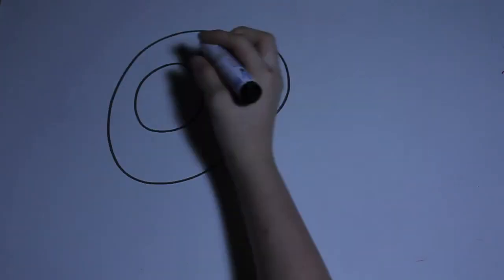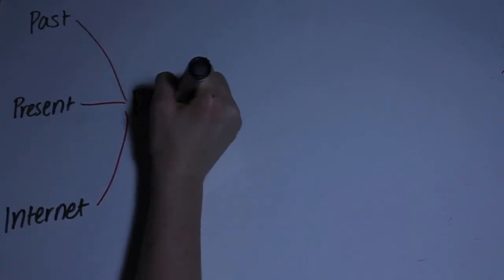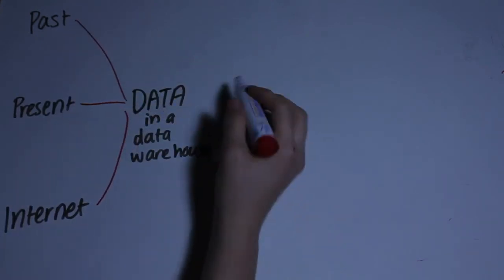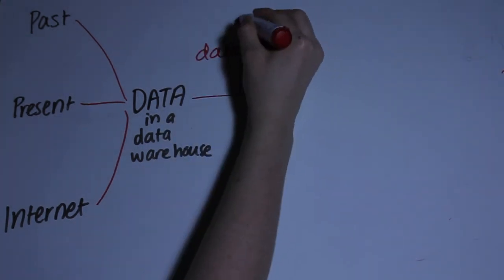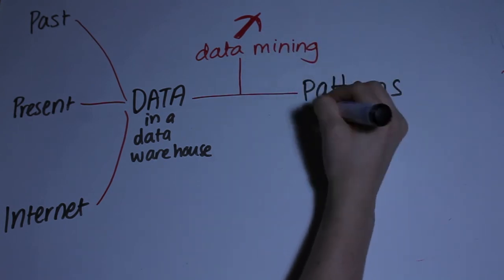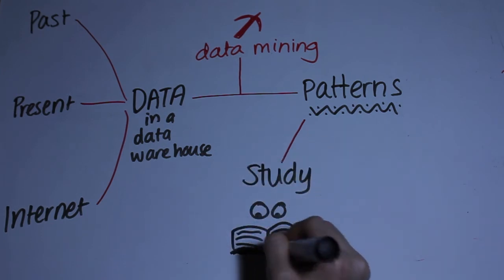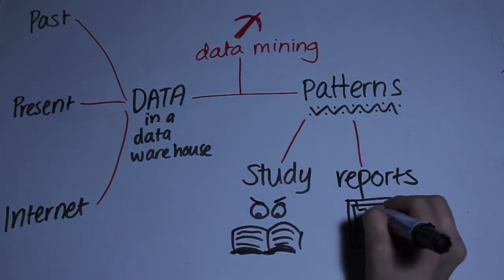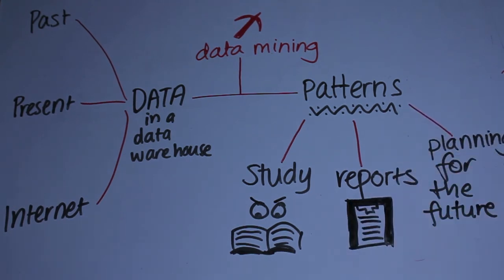But the question remains, why? Why does it exist? Well, a data warehouse holds data from the past, the present, and the internet. Then, a common process known as data mining is used to analyze this data. Data mining extracts patterns from the data warehouse, which can then be analysed for the purpose of study, to make reports, or to even make decisions for the future.